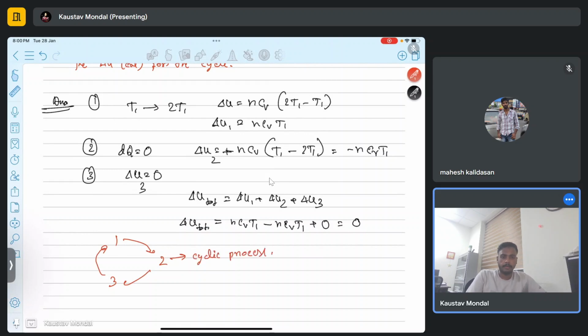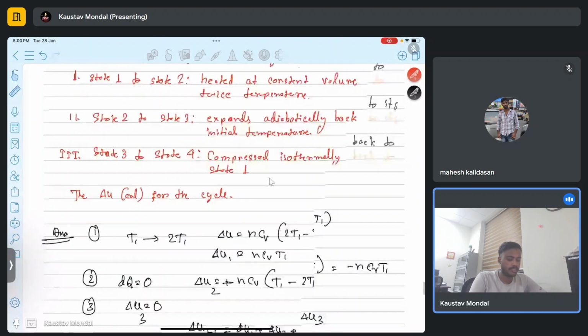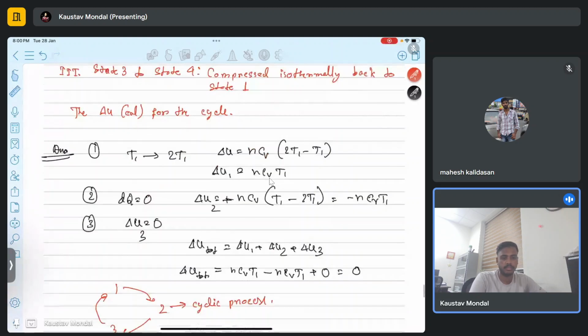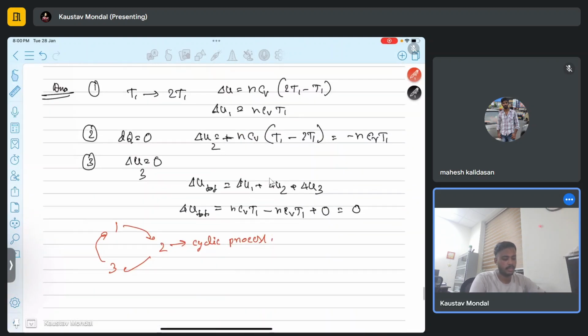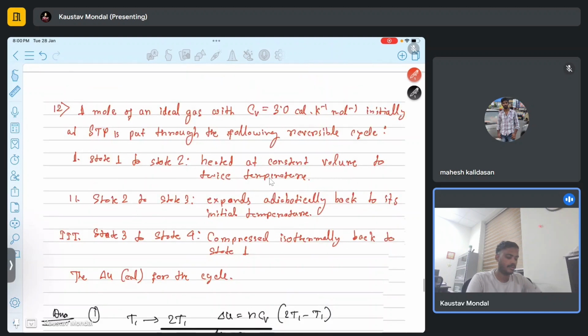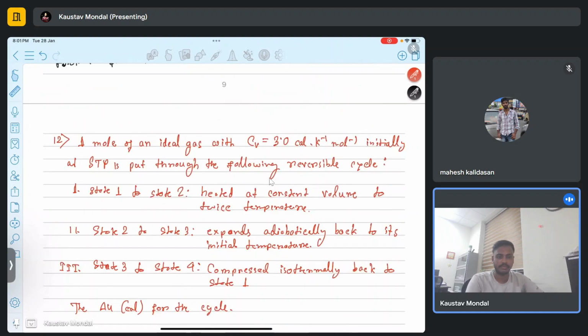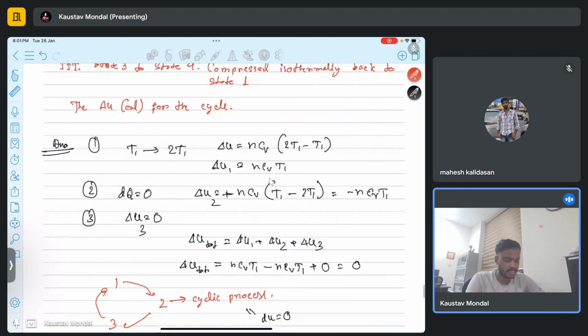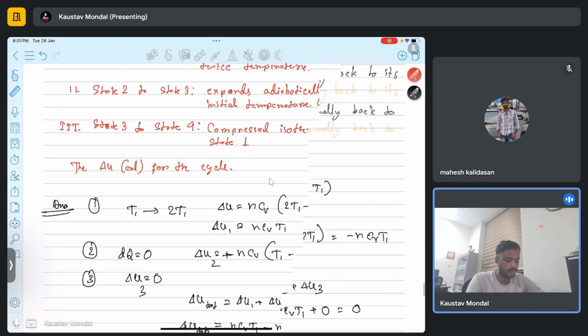And we know, for a cyclic process, the thermodynamic functions, like internal energy, which is a path independent function, will simply be equal to 0, right? Delta U will simply be equal to 0 for this kind of cyclic process. So from the problem itself we can easily conclude that during this whole three-step process the total change in the internal energy will be equal to 0.